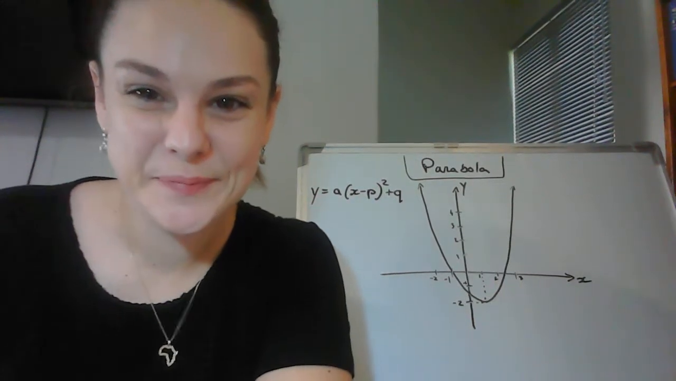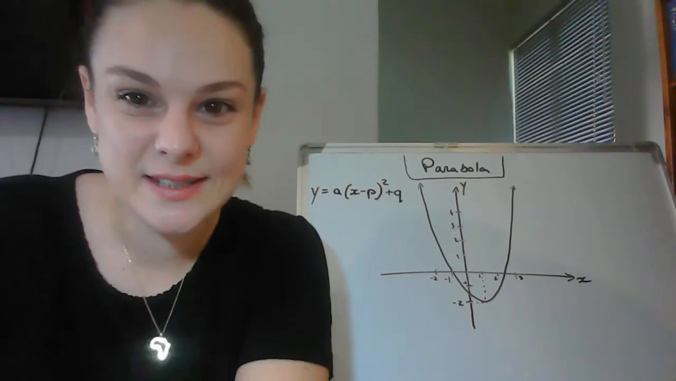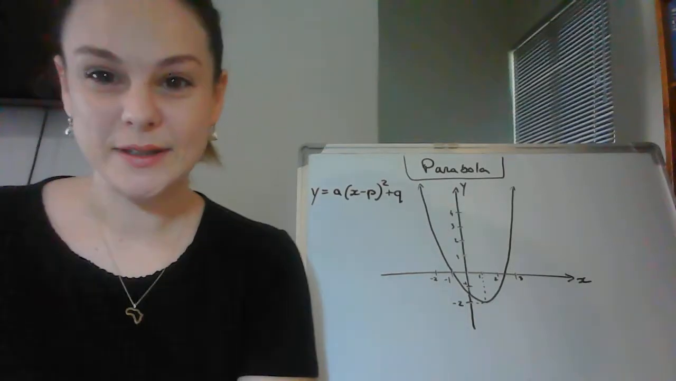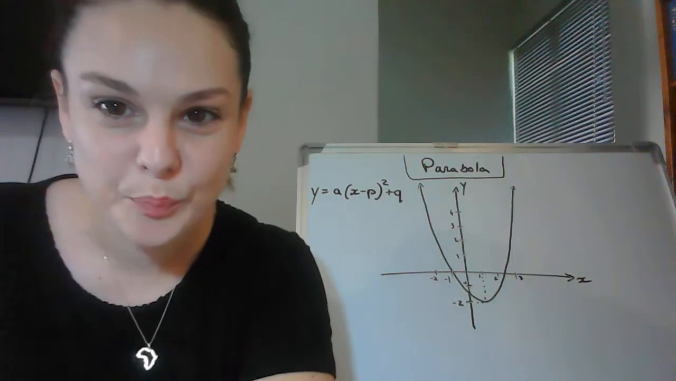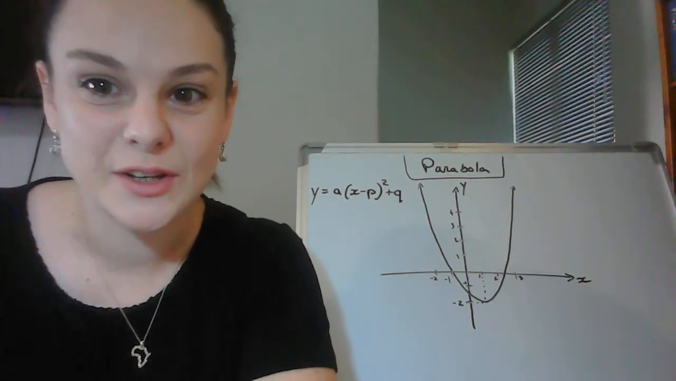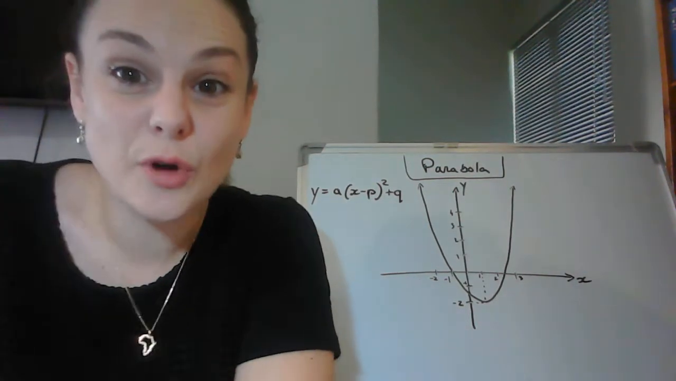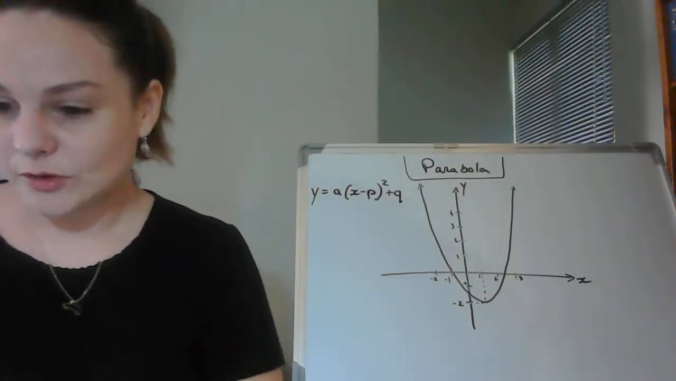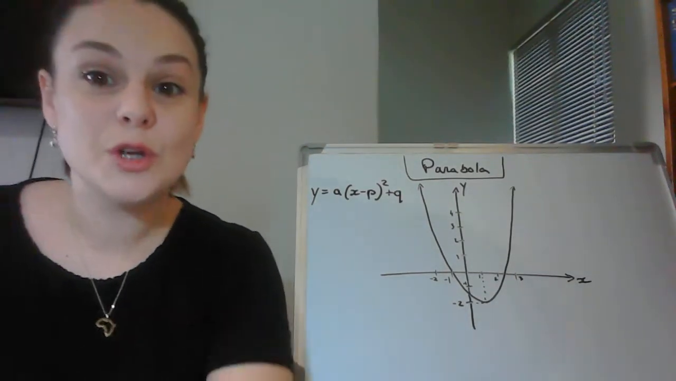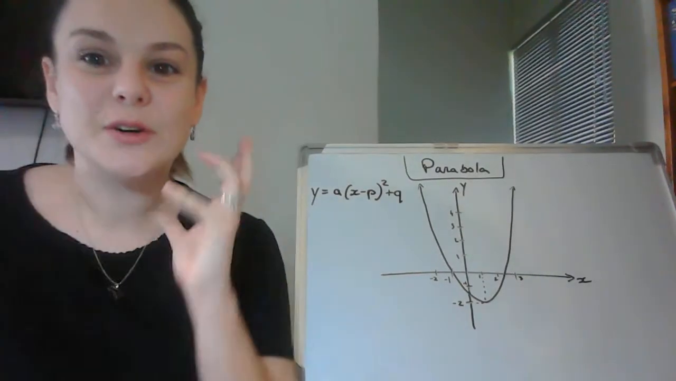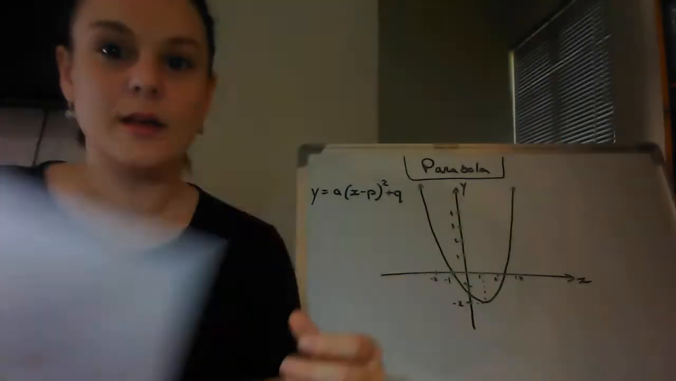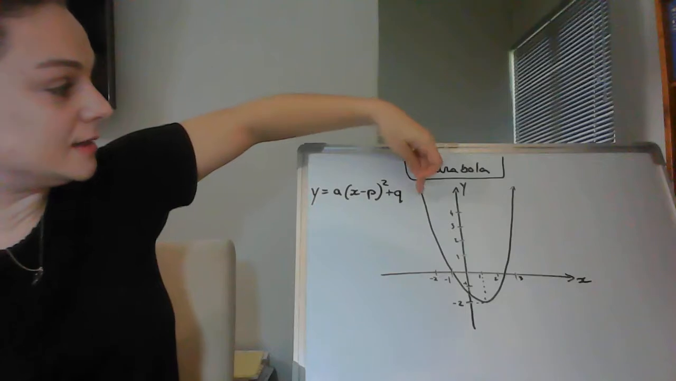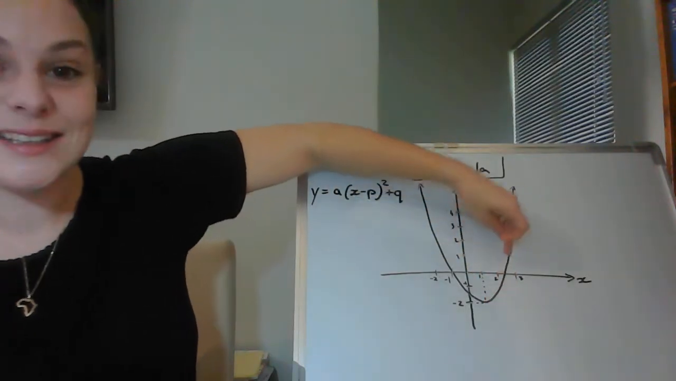Good morning, everyone. We are still in exercise 3, parabola, but now we're going to describe 4 parameters, 4 specific points that you have to recognize and see for a parabola graph. First we have the turning point, which is the most recognizable point in a parabola. The turning point is the specific point where the parabola stops declining and starts inclining.